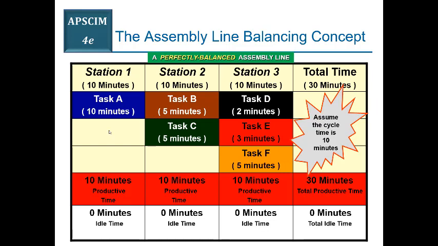Now this means that station 1 will be busy for 15 minutes. If it is 10 minutes for this and you assign this one as well, then 15 minutes means that your cycle time will be increased to 15 minutes, because after each 15 minutes you will get a part from station number 1.